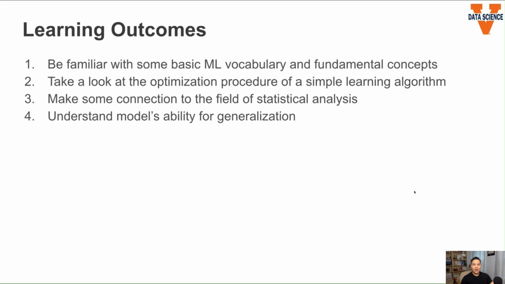There are a few learning outcomes we would like to accomplish today. There are totally four of them. One is to get familiar with some basic machine learning vocabulary and fundamental concepts. We're going to take a look at an optimization procedure of a simple learning algorithm, and then we make some connection to the field of statistical analysis. And finally, we're trying to understand the model's abilities for generalization.